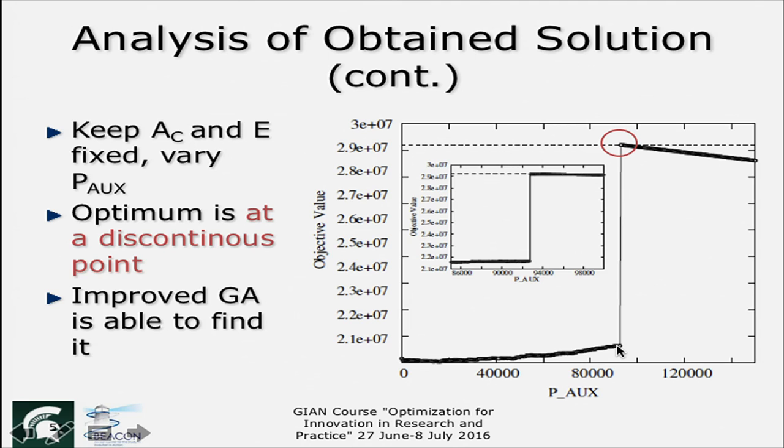Remember, it's a discrete search space. So this one is slightly below. If you make that little step, then you are going up, and that's the optima. So here, the optima is not supported from one side. Only if you come from the other side do you get to the optima.